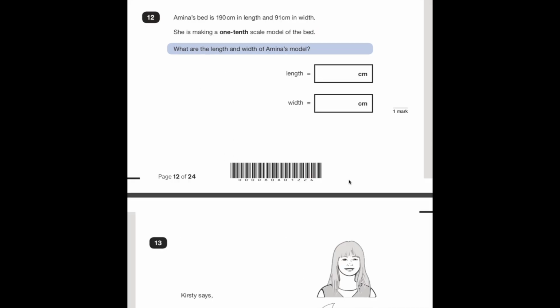Number 12, Amina's bed is 190 centimetres in length and 91 centimetres in width. She's making a 1/10 scale model of the bed. What are the length and width of Amina's model? Okay, all we need to do for this is to divide the length and the width by 10 because this model is 1/10 the size. So 190 divided by 10 is 19, and 91 centimetres divided by 10 is 9.1 centimetres, so that's your answer.